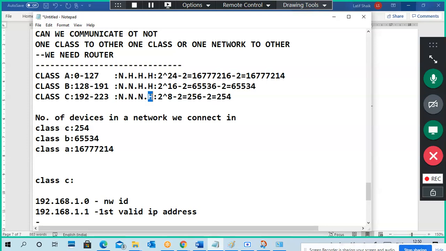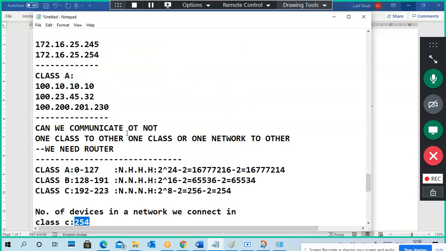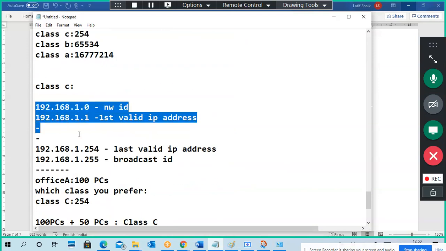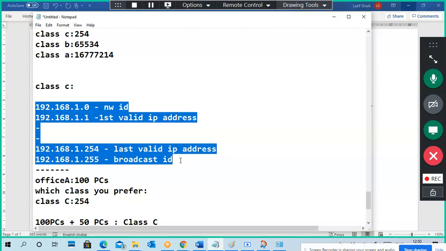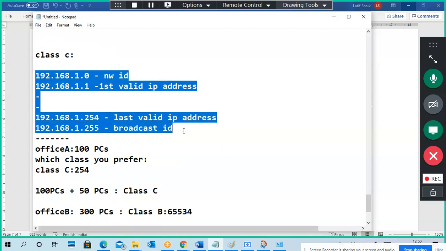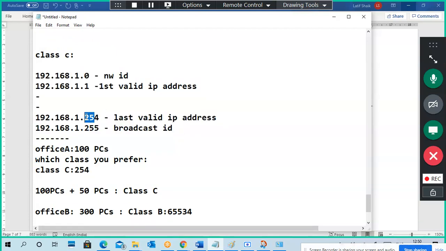So if you go to class C, there is only one host portion, which means 8 bits, 2 to the power of 8 minus 2, and totally 254 devices I can connect in a single class C network. Example I have taken here: this is my class C IP address. It is a class C network, and this is the total range of the network. Here I can connect a total of 254 systems in the same logical network without changing the network ID. The first one we call the network ID, and the last one is the broadcast ID.